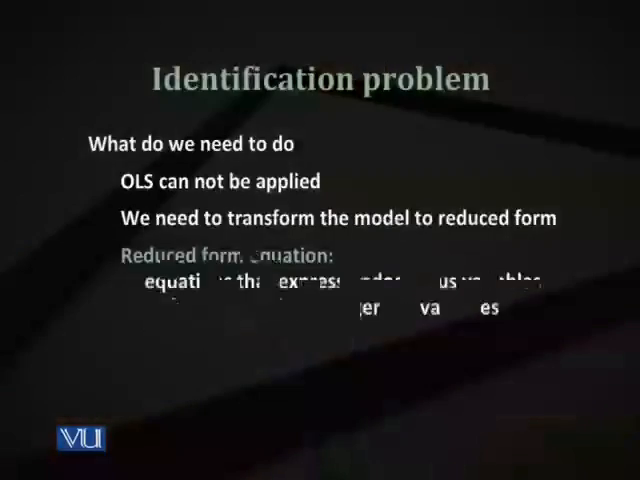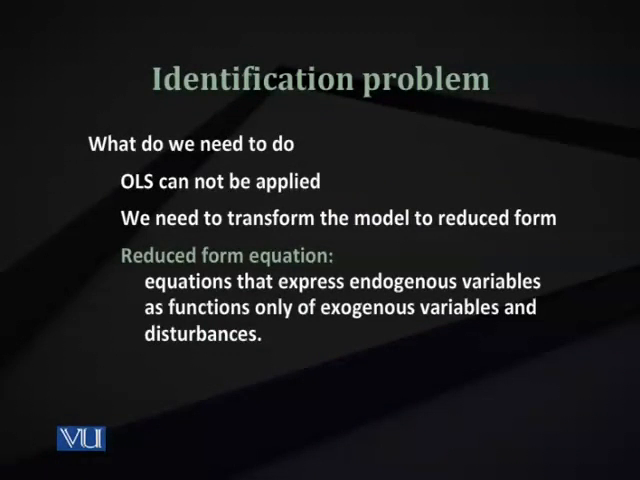So we transform the equations in such a way that you have no more endogenous variables on the right hand side. When you do that, the resultant equations are called reduced form equations. So equations that express endogenous variables as a function of only exogenous variables are called reduced form equations. We'll come to know how to transform the model to get such equations.